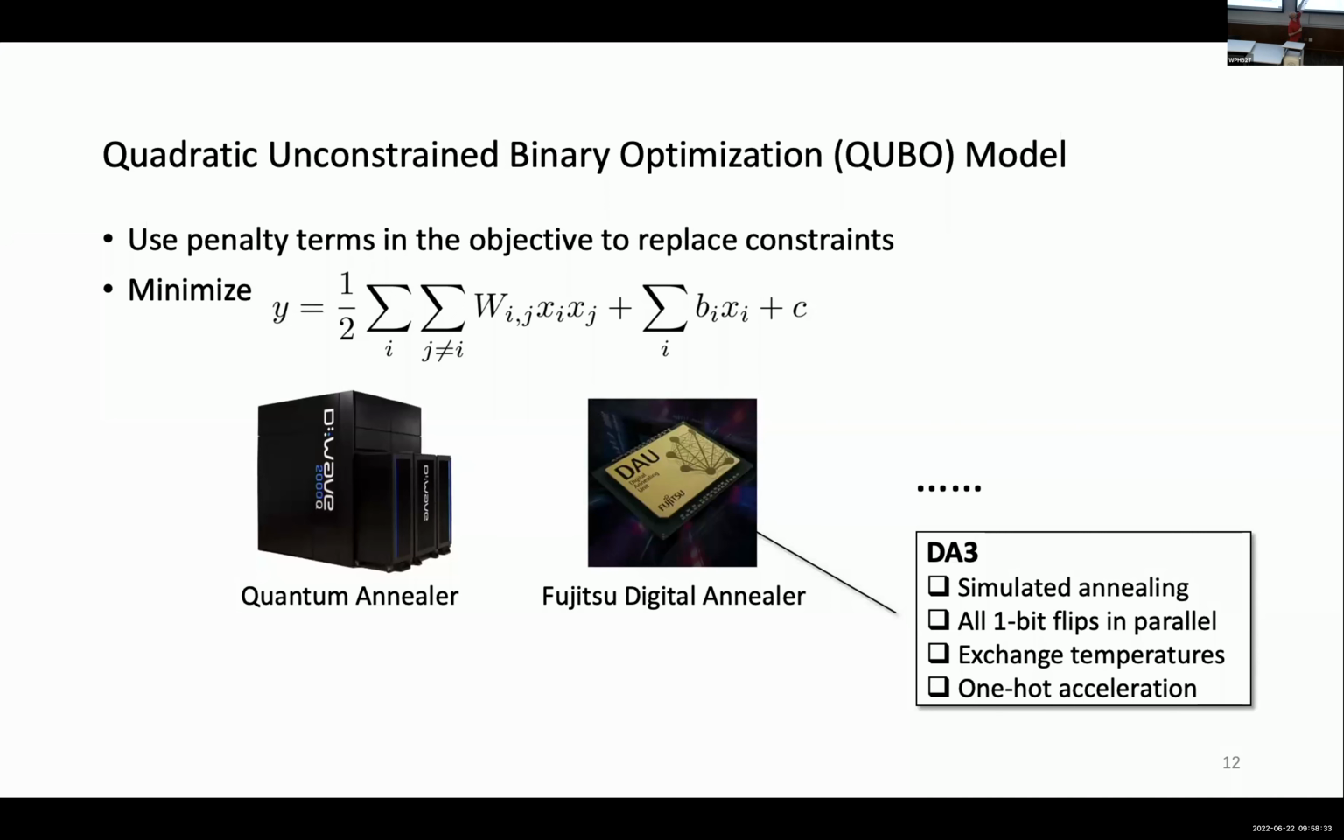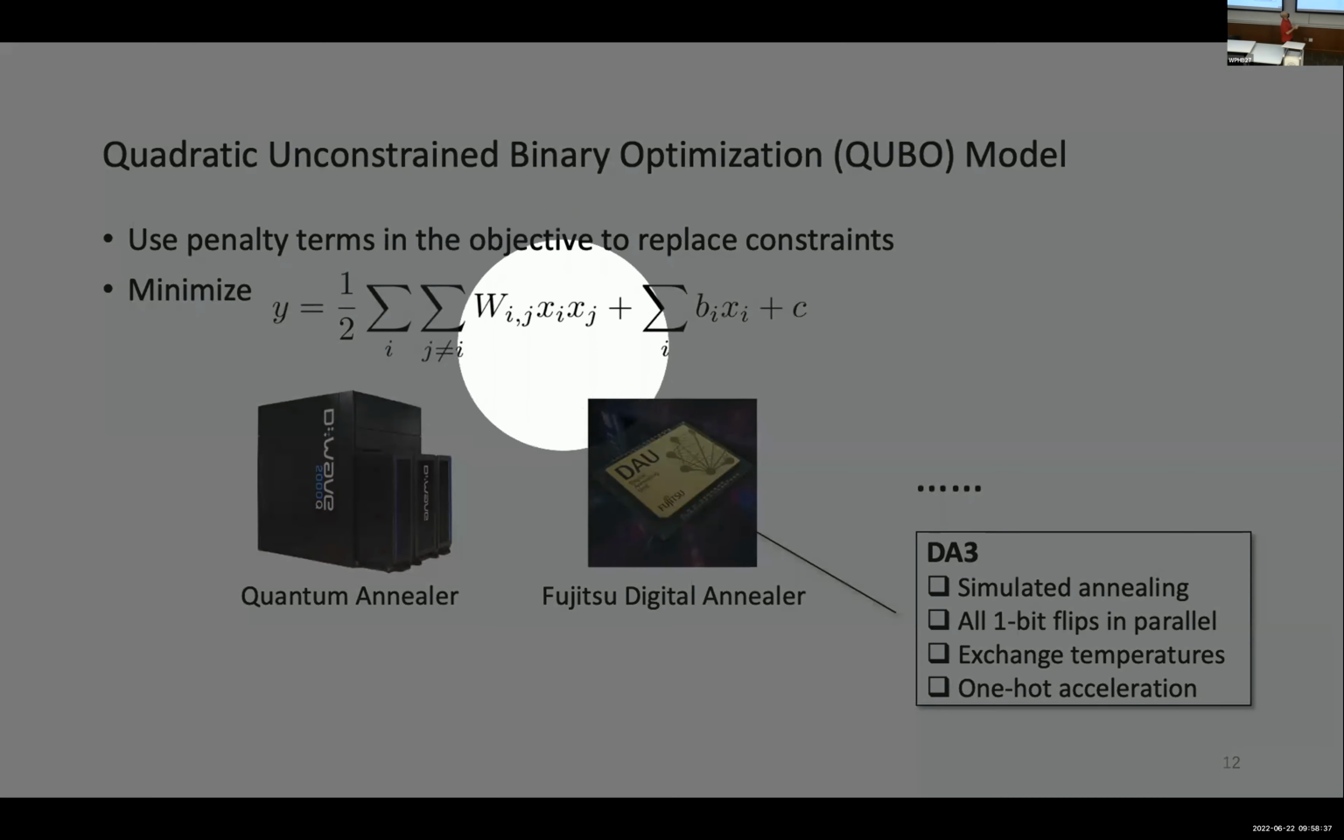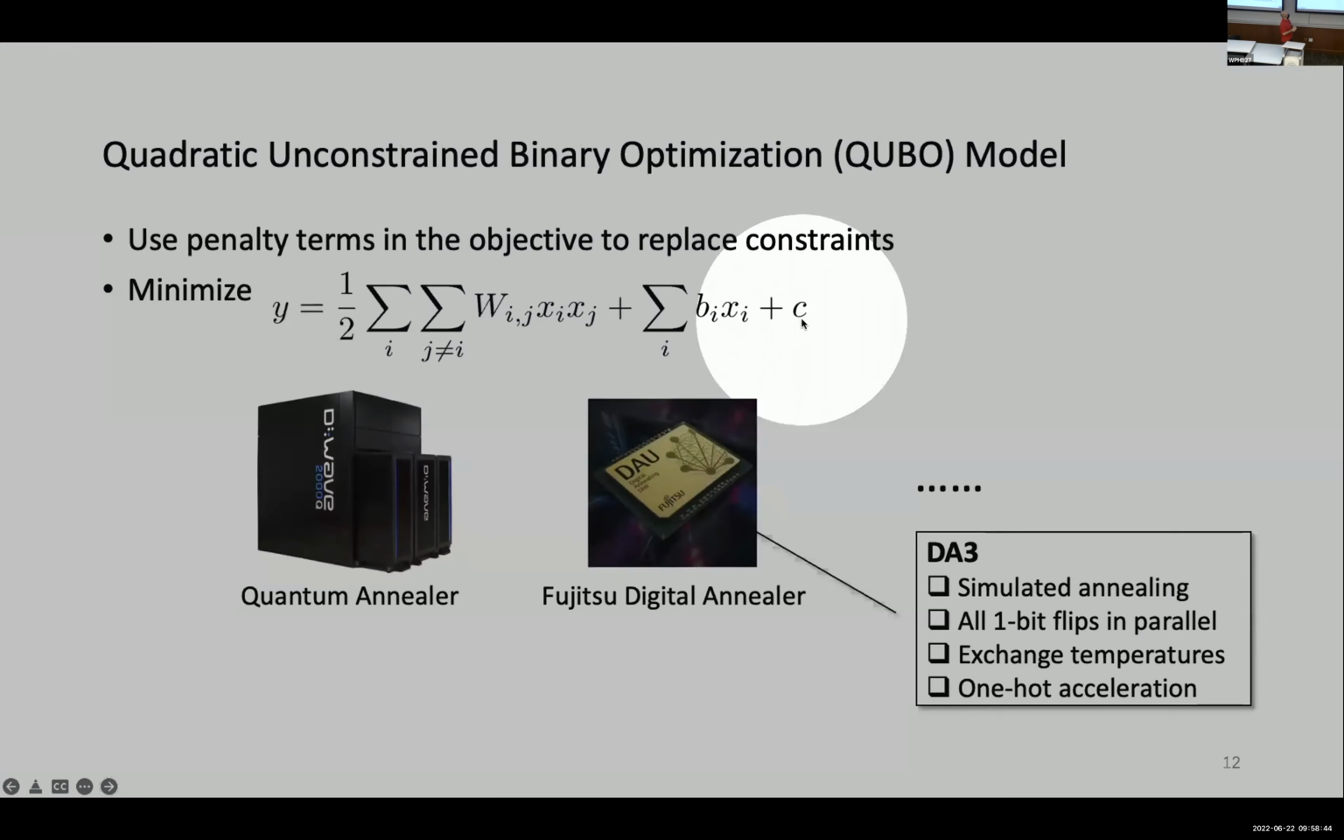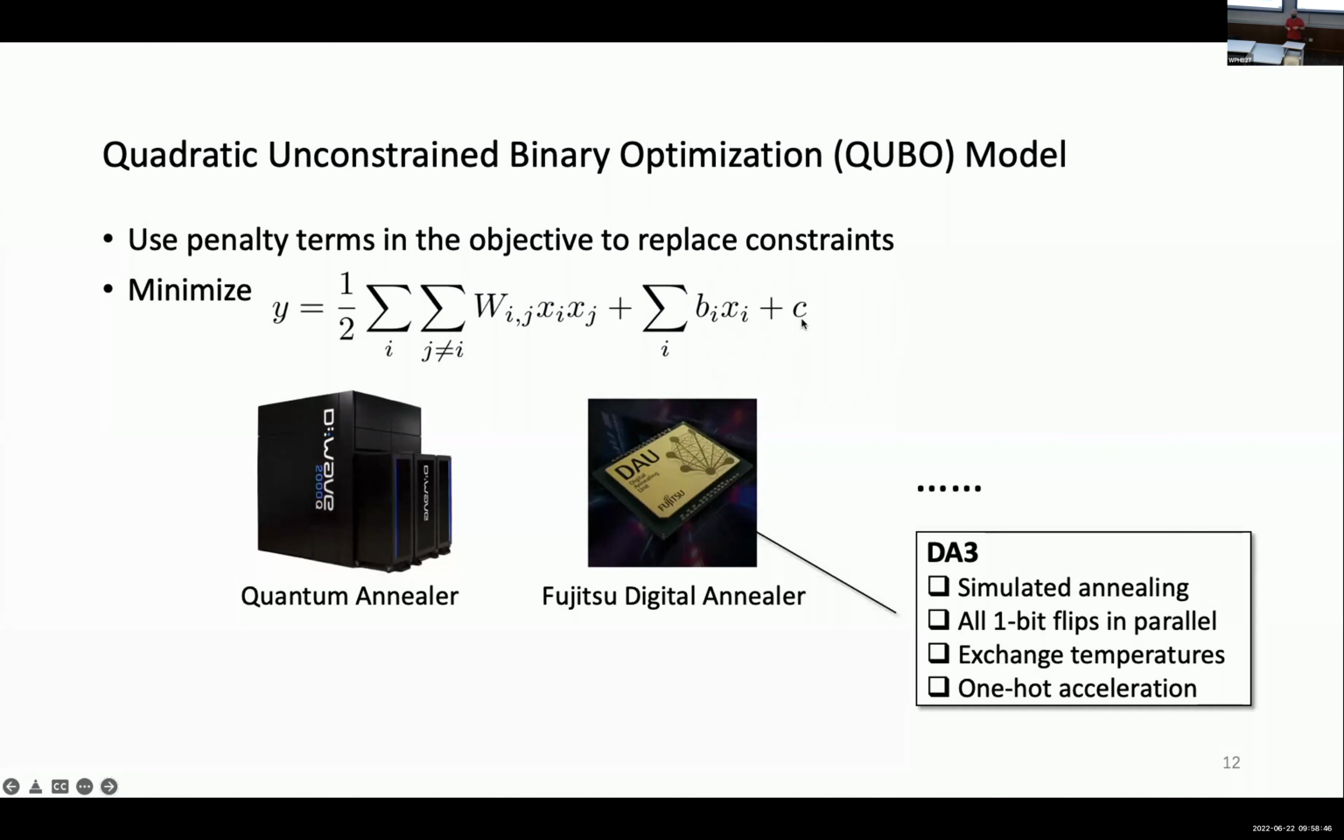Okay, and this is the form, the general form, right? So we have quadratic. So these are all 0, 1 variables, a weighted quadratic. We have the bias individual, and in general, we also have a constant, but obviously that doesn't matter for optimization.